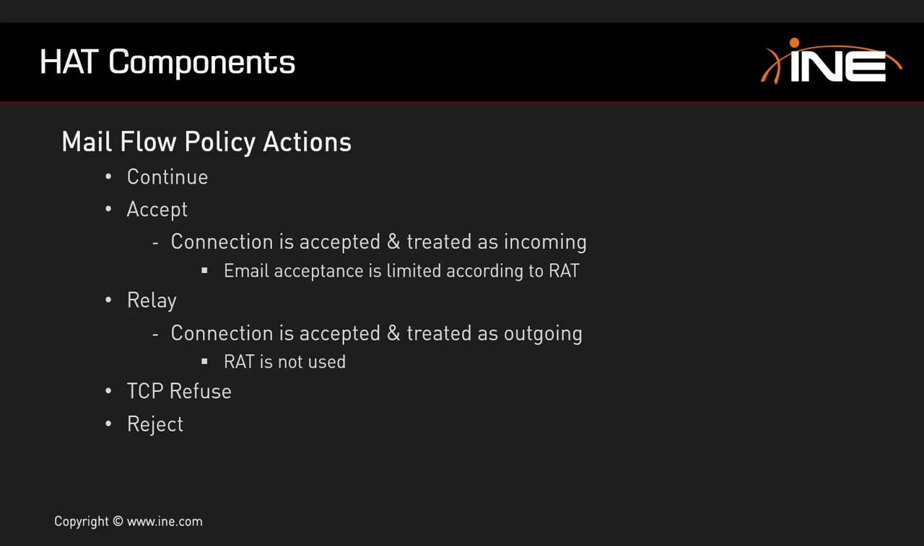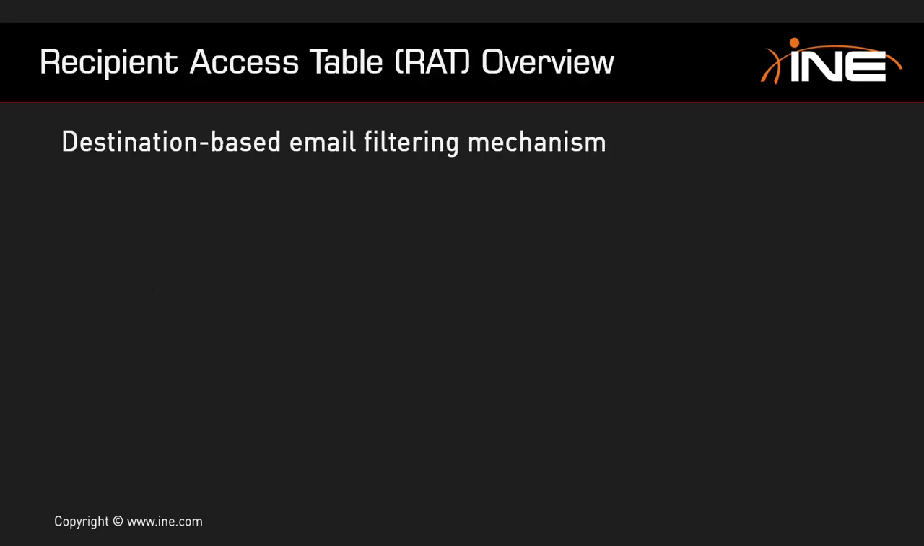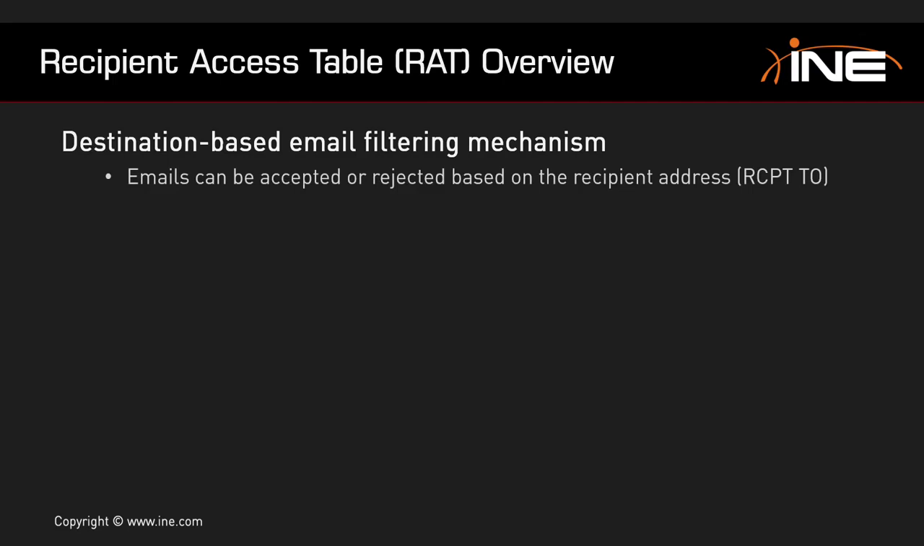And moving on to the recipient access table, this one acts more at the opposite portion of the connection. The host access table was dealing with senders. The recipient access table is going to deal with recipients, with the mail destinations. The main purpose of this table is to quickly drop messages sent to non-local domains based on the recipient address in the envelope.